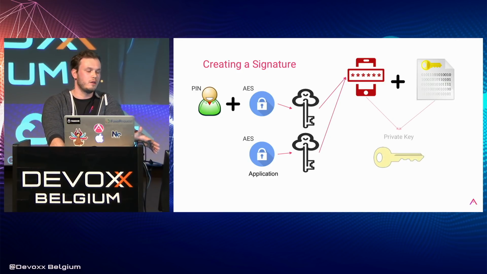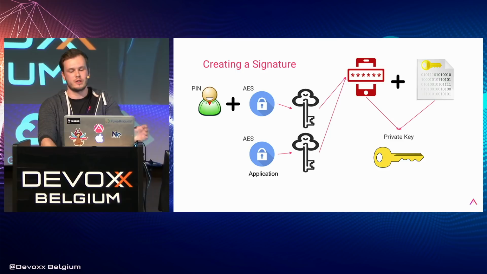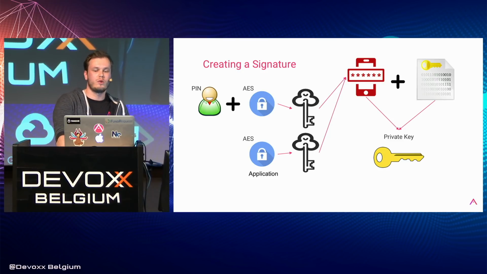The password plus the key store, which is also located in the vault, combined, they can reconstruct the private key. And you can use the private key to sign. But this is all happening in memory, so we never store the secret key anywhere unencrypted.